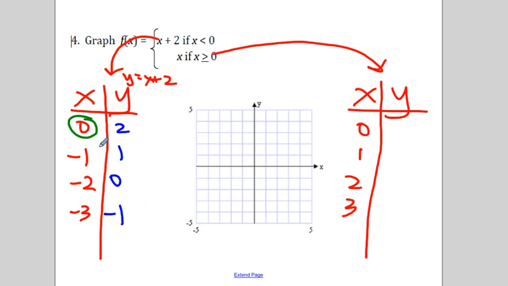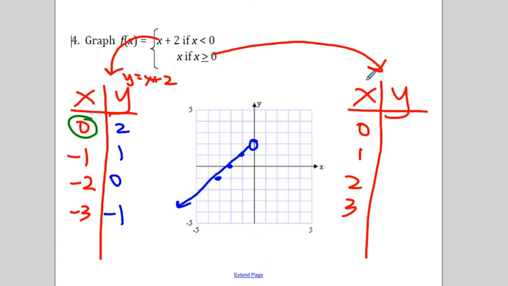Okay. I'm going to go ahead and graph this one. So I have 0, 2, open circle. Then I have -1, 1, -2, 0, -3, -1. So notice my dots are going to the left. So I'm going to draw my line to the left.